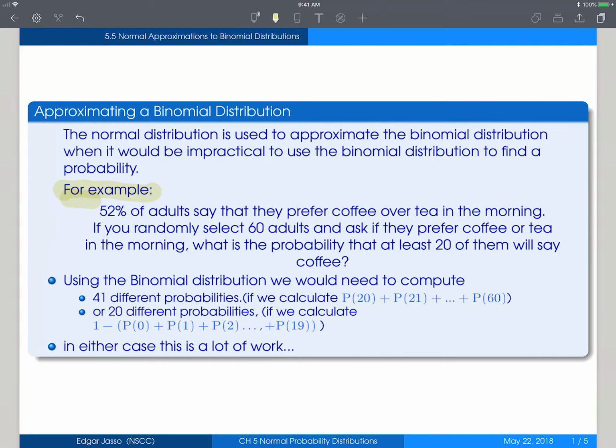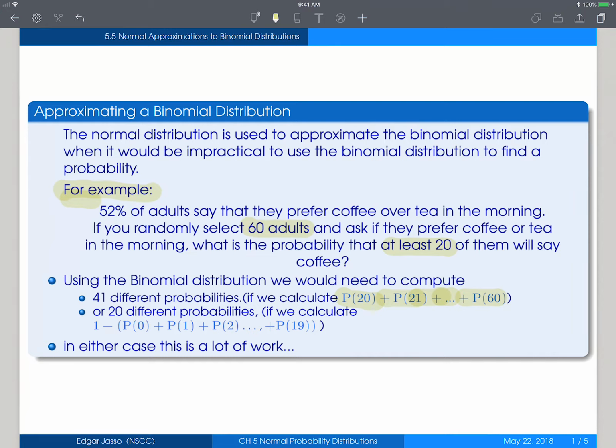Like an example right here: 50% of adults say that they prefer coffee over tea in the morning, and you randomly select 60 of them and ask them if they prefer coffee or tea in the morning. Well, they'll probably do that at least 20. The key point here is that at least 20, when there's 60, you have to do 41 of these. At least 20 means you're going to do probability of 20 plus 21 plus 22 plus 23, all the way to 60, which is a lot of work.